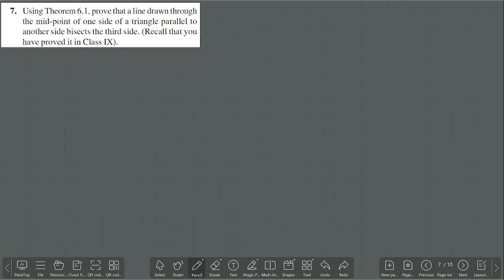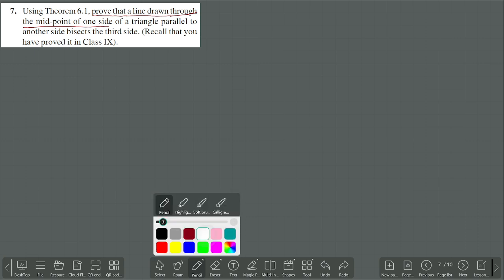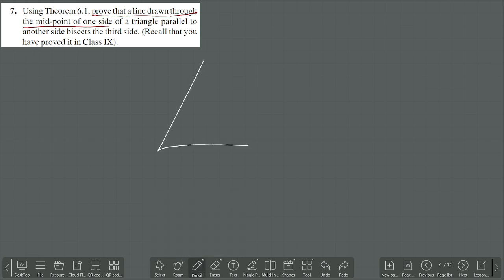Right. Seventh one I'm going. Seventh one, what they are telling, let's see children. Using theorem 6.1, that is what? Thales theorem. Thales theorem only we are telling, theorem 6.1. Prove that a line drawn through the midpoint of one side. Let me draw first, then I will read. What they are telling, first we have to take a triangle. I'm going to prove that a line drawn through a midpoint of one side of a triangle.